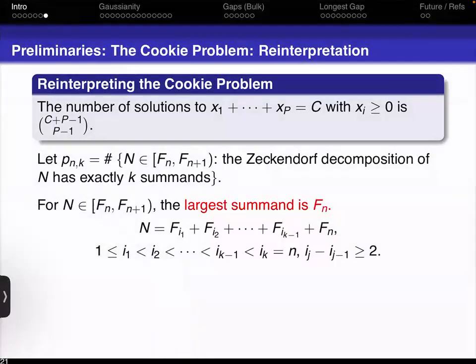So now I have my summands, and I know the smallest i1 can be is 1, and I know the last one has to be k, and I know each one of these gaps has to be at least 2.